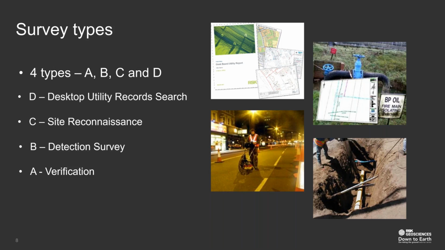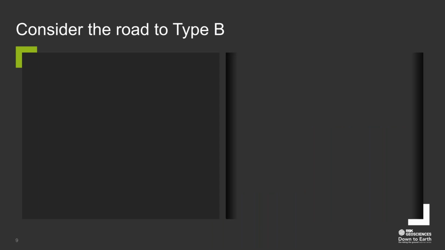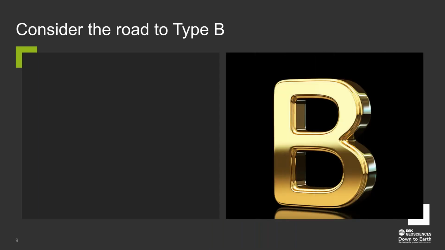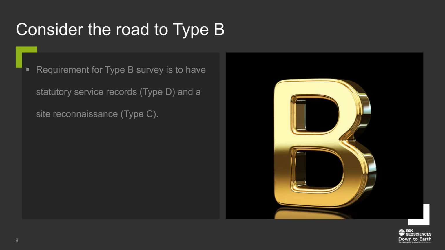So as we move forward, we're going to focus on survey type B and ultimately how types D and C can help along the way for that. So let's consider the road to B. How can we produce a higher level of quality and accuracy for a type B detection survey in PAS 128?